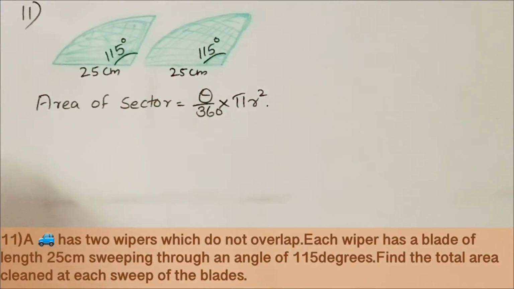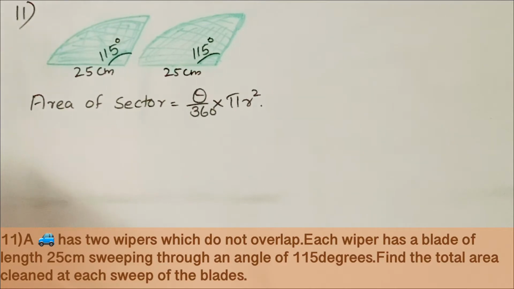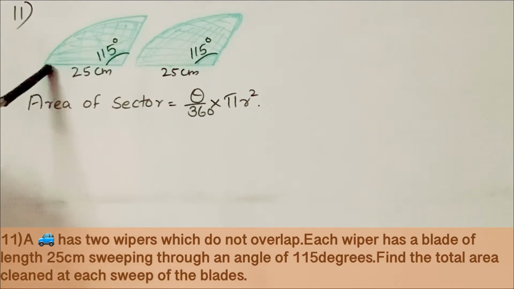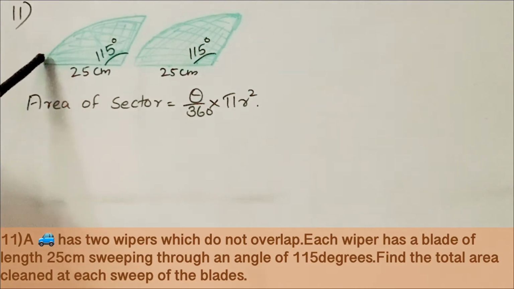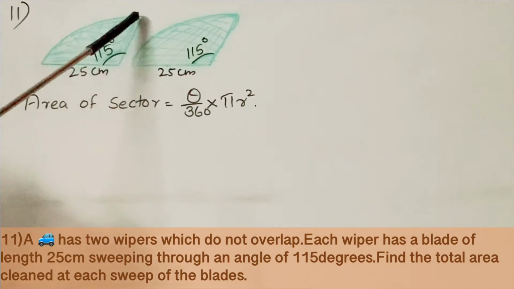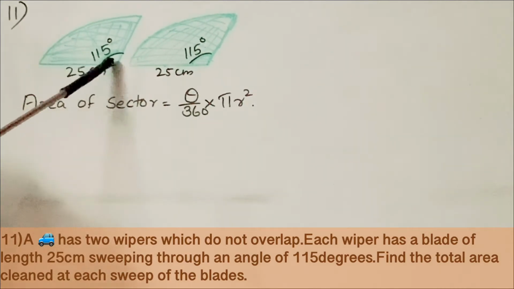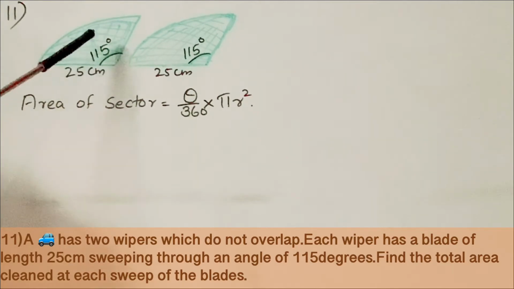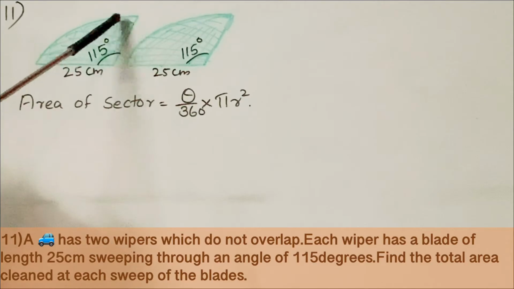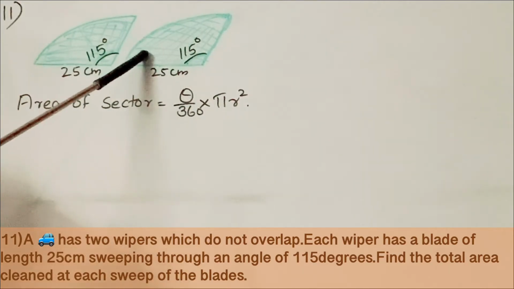Question number 11. A car has two wipers which do not overlap. Each wiper has a blade of length 25 centimeter, and each wiper wipes an area like this. That means this is a sector of radius 25 centimeter and angle 115 degrees. This is the area swept by the first wiper, and this is the area swept by the second wiper.